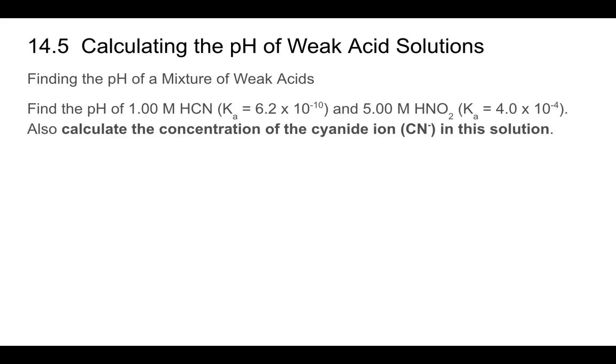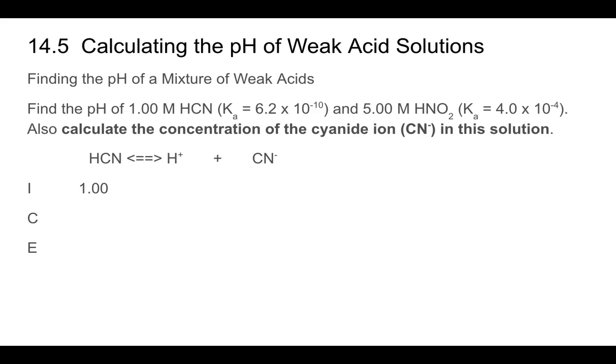Now the second half of the question said calculate the concentration of the cyanide ion in this solution. Well, obviously I can't get the cyanide ion from the HNO2 reaction. To get the cyanide ion, I have to consider the equilibrium of HCN in water. HCN in water forms H plus plus CN minus. My initial HCN molarity is 1.00 molar.